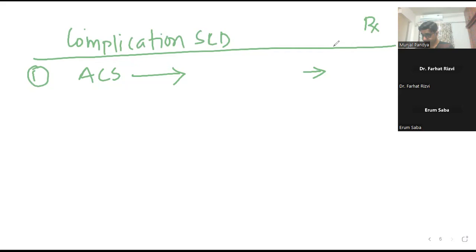So what do you mean by exchange transfusion? Have you heard of this term? Yes, sir, I've heard. Exchange transfusion means exchanging the blood of the patient with normal adult hemoglobin, because in sickle cell anemia they have more of the sickle hemoglobin, not the adult one, so they want to replace it. So I'm the sickle patient, you are normal. How do you exchange? What will you do to my blood and your blood?